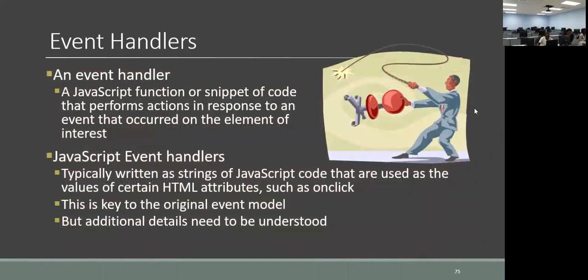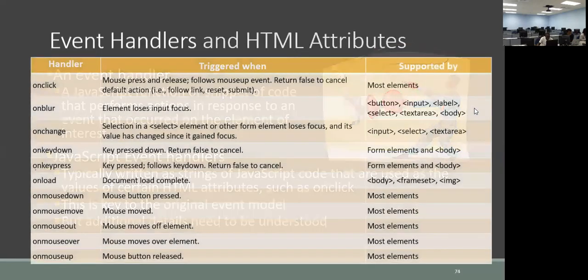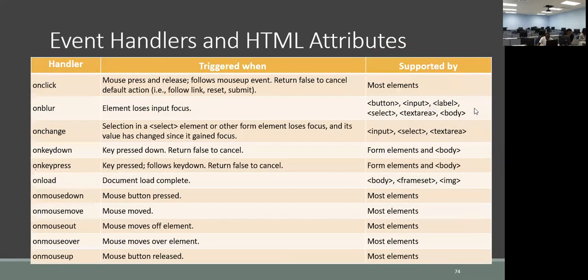Here's what you've got to understand. An event handler is a JavaScript function or similar code that performs actions in response to an event that occurs on an element of interest. Remember what I said: an event handler is an attribute on an HTML element. So as you click away in your browsers, if there's no response, it's simply because no event handler has been written. View these things as attributes. These attributes essentially have no value.